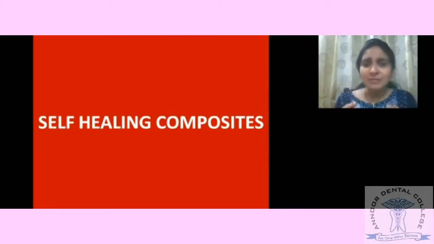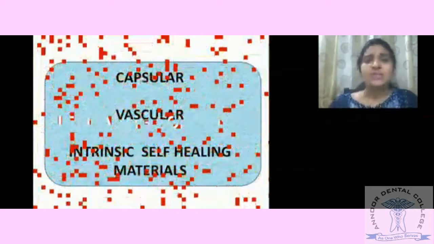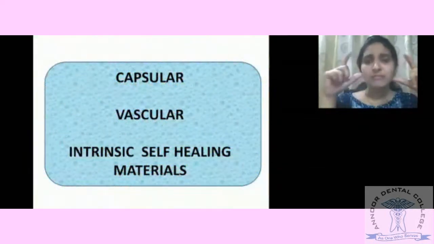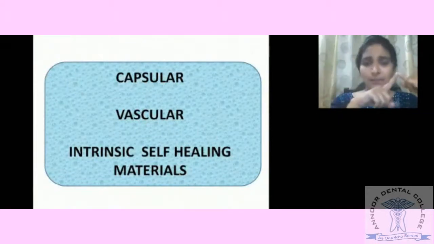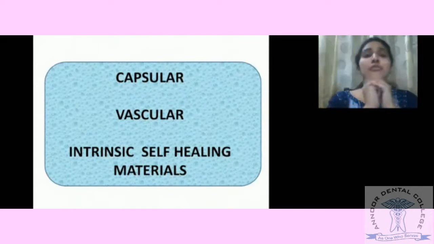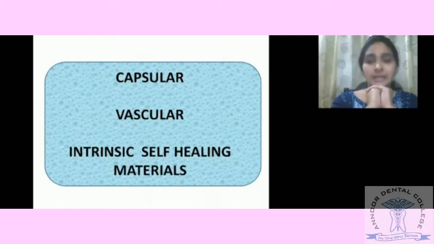From the name itself, we can understand that this composite has a self-healing capacity. Automatically, the cracks are healed. This consists of three main mechanisms: first is capsular, second is vascular, and third is intrinsic self-healing materials. First of all, I'll be explaining what capsular self-healing composites are.